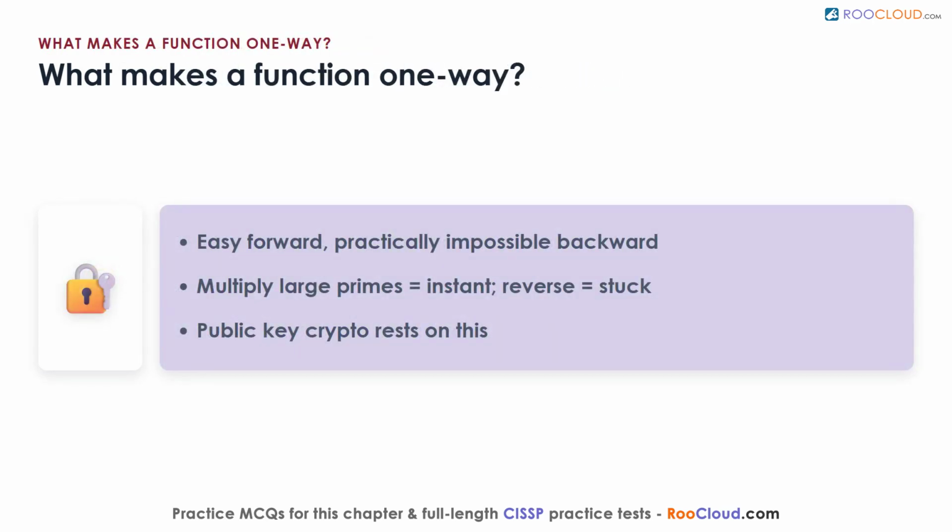What makes a function easy one way but hard to reverse? This is the idea of a one-way function. It is easy to compute in the forward direction, but practically impossible to run backward. Multiply 3 large prime numbers together and you get an answer in an instant. But hand someone only that answer and ask which primes produced it, and they are stuck for ages. Public key cryptography rests entirely on functions we believe behave this way. Think of scrambling an egg. Trivial to do, effectively impossible to undo.